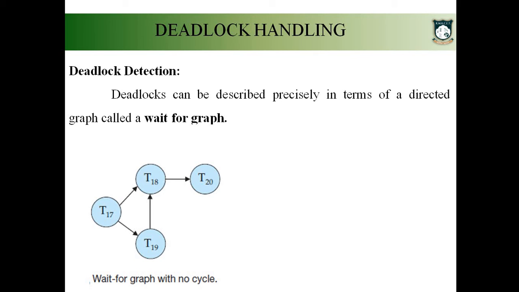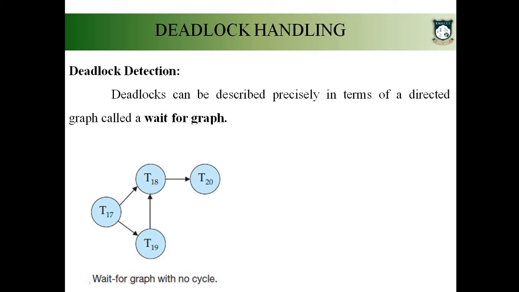Every graph is represented by using a set of vertices and edges. Now in the wait for graph, all the transactions presently executing are represented as vertices. Then if a transaction needs a data item presently held by another transaction, then you will be placing an edge from that transaction to the other transaction. Now in the diagram you can see that there is an edge from T17 to T18.